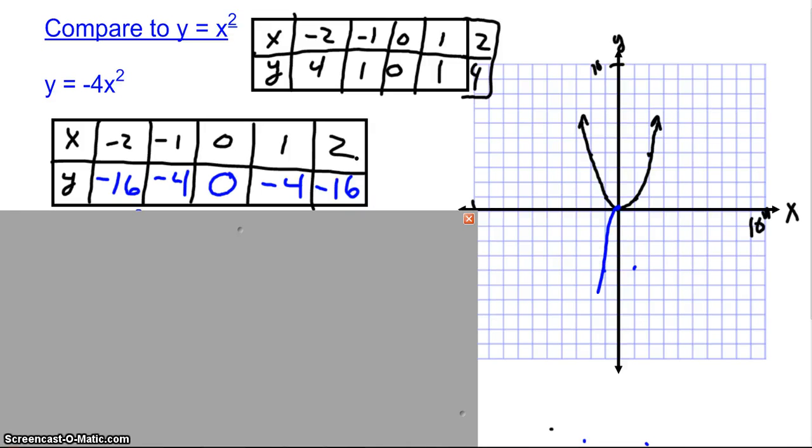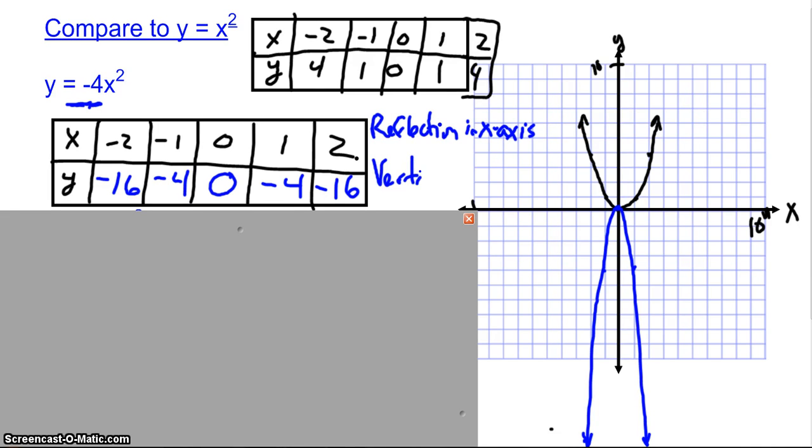So this parabola is looking like that. So we could say that this parabola is upside down. So this is a reflection in the x-axis. It's reflecting over the x-axis, and that's because of that negative over here, right? The 4, that a of 4, has caused a vertical what? Good, stretch. So those are the two transformations that we have for that equation.